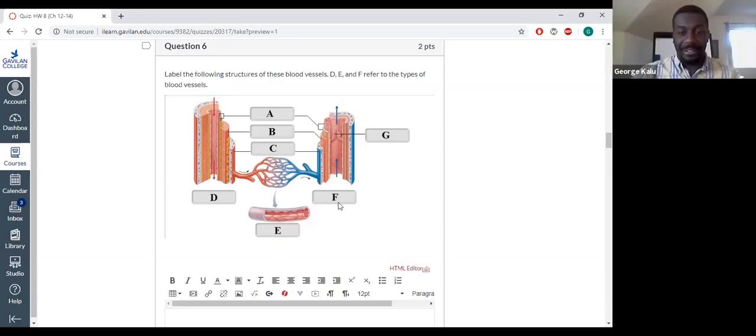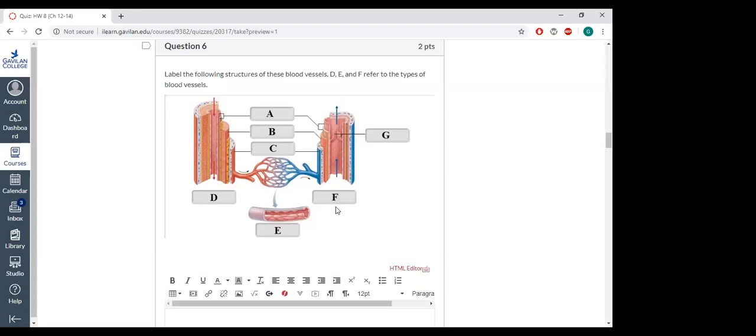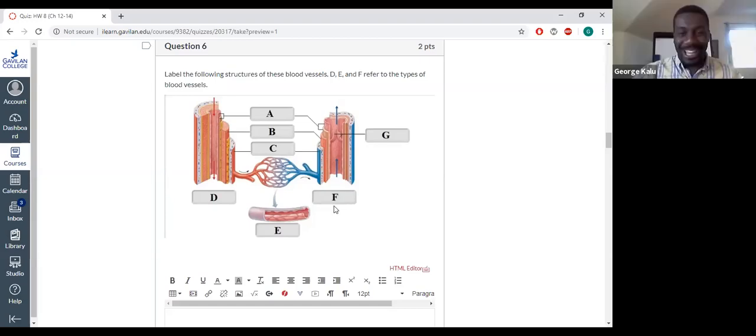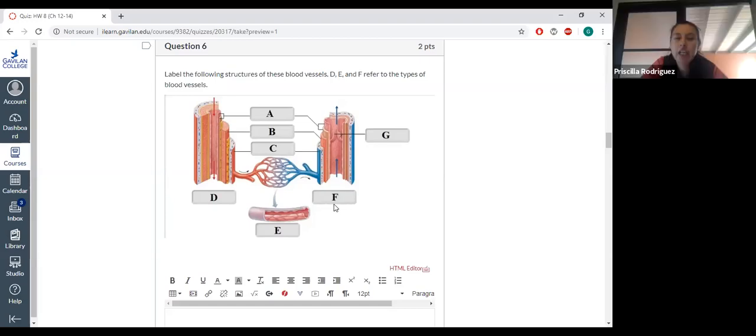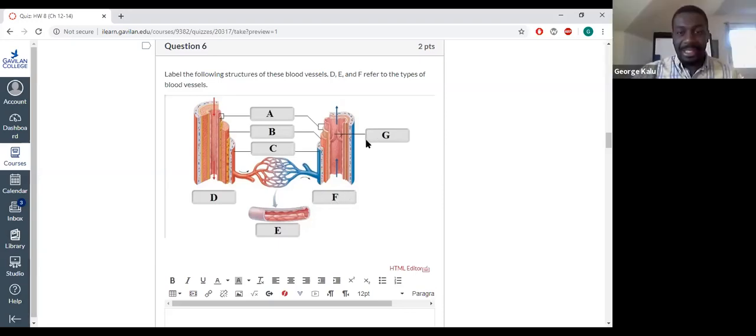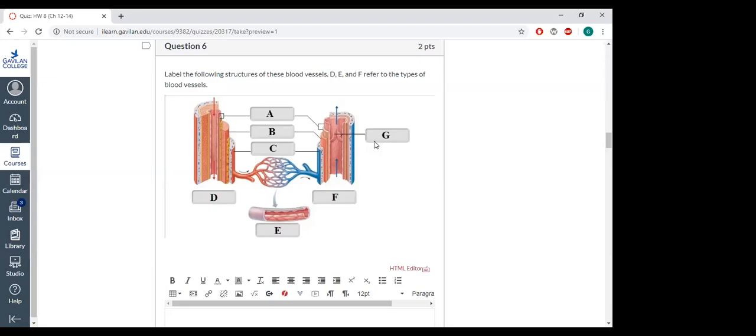And then F. What are we looking at with F? I have F is the vein. F is a vein. Right. Cool. And then G? It's a valve. Oh no, I missed G completely. I didn't even write G. Don't worry about it. No worries.